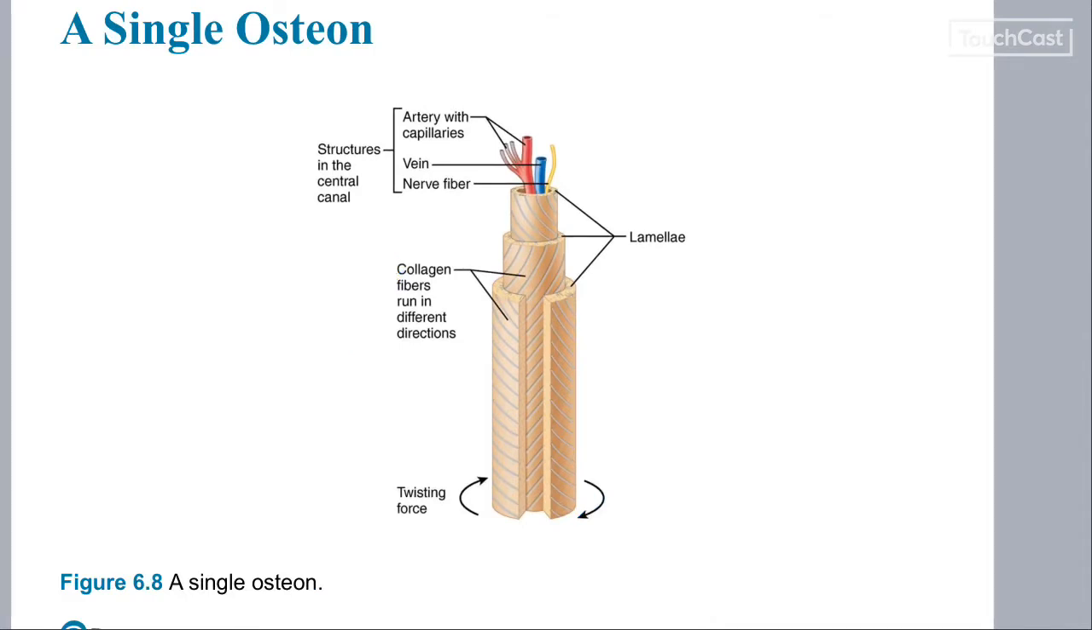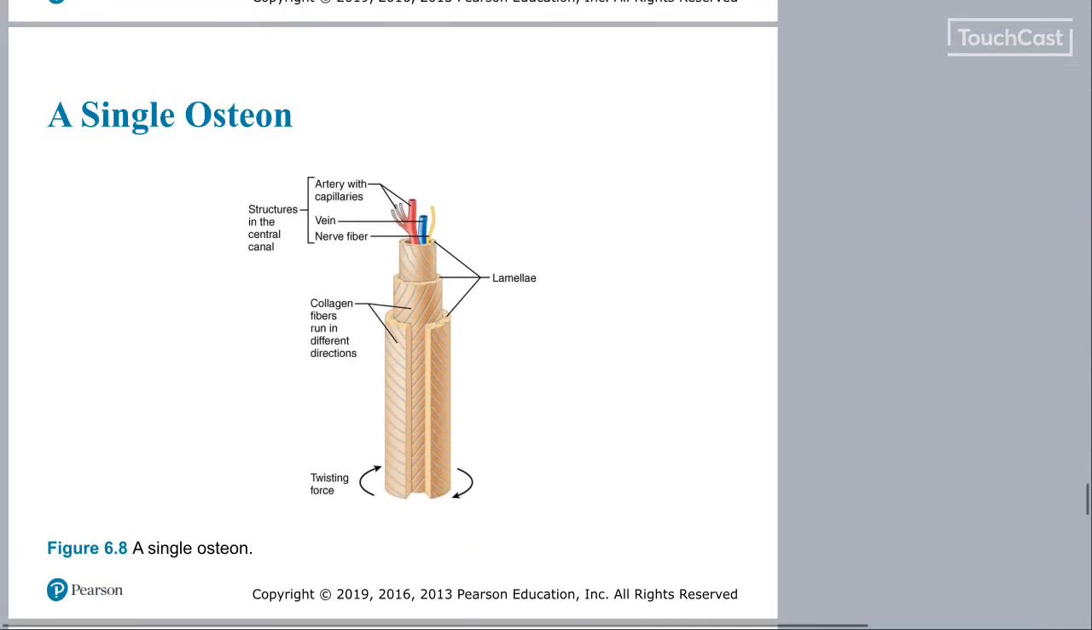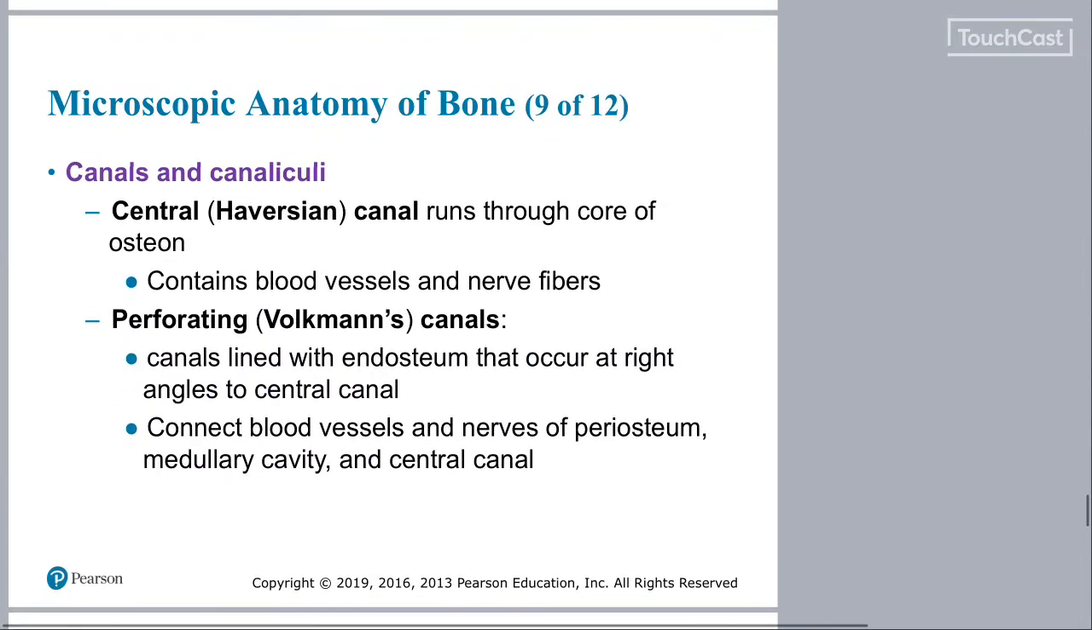And then we can see on the inside of the osteon, or that haversian canal, we've got capillaries, arteries, veins, and nerve fibers. So super important conduit for those materials. Okay, so our central haversian canal is going to run through the core of the osteon. It's going to, again, contain those blood vessels and nerves.